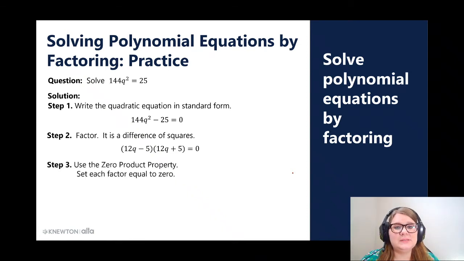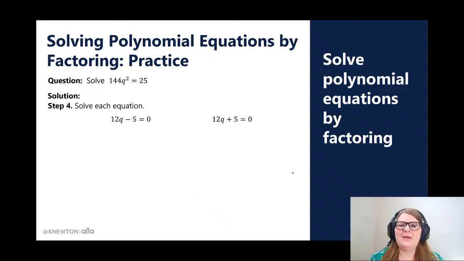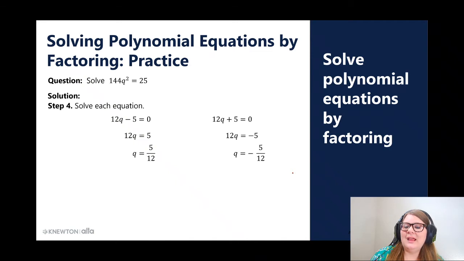Now, since it equals 0, and again, you'll notice I'm carrying that equals 0 down. Even though in that step, I was just doing the factoring, I always carry the equals 0 down. Otherwise, it's not an equation for me to solve. I'm going to set each of my factors equal to 0. I'm going to add 5 and divide by 12 for the first one. I'm going to subtract 5 and divide by 12 for the second one. And I get my two values, and I definitely make sure that I check them.